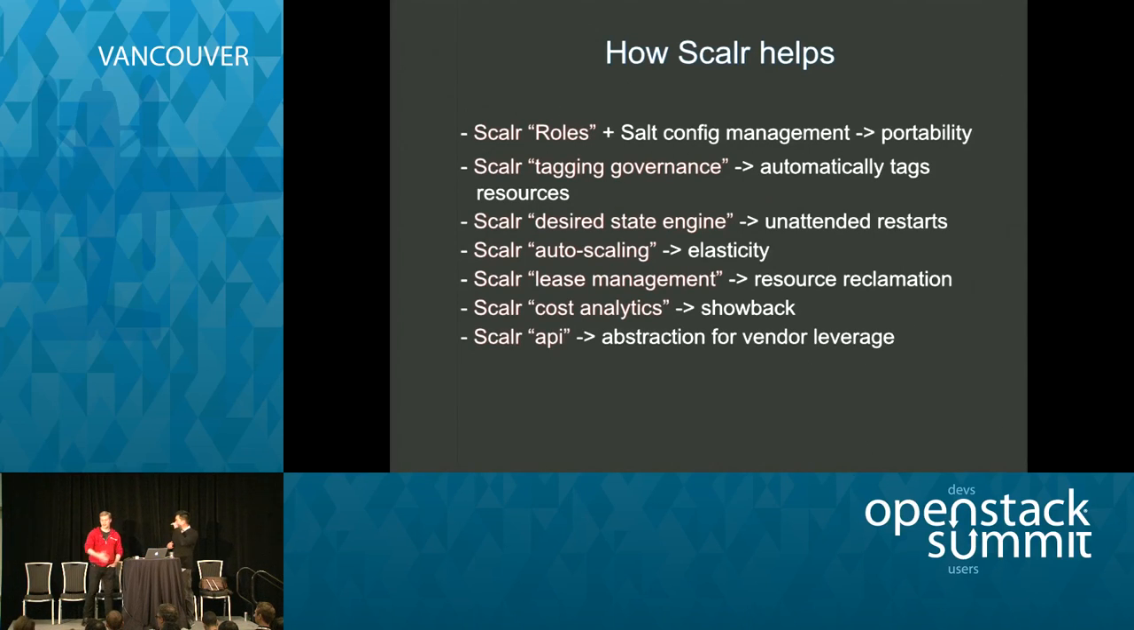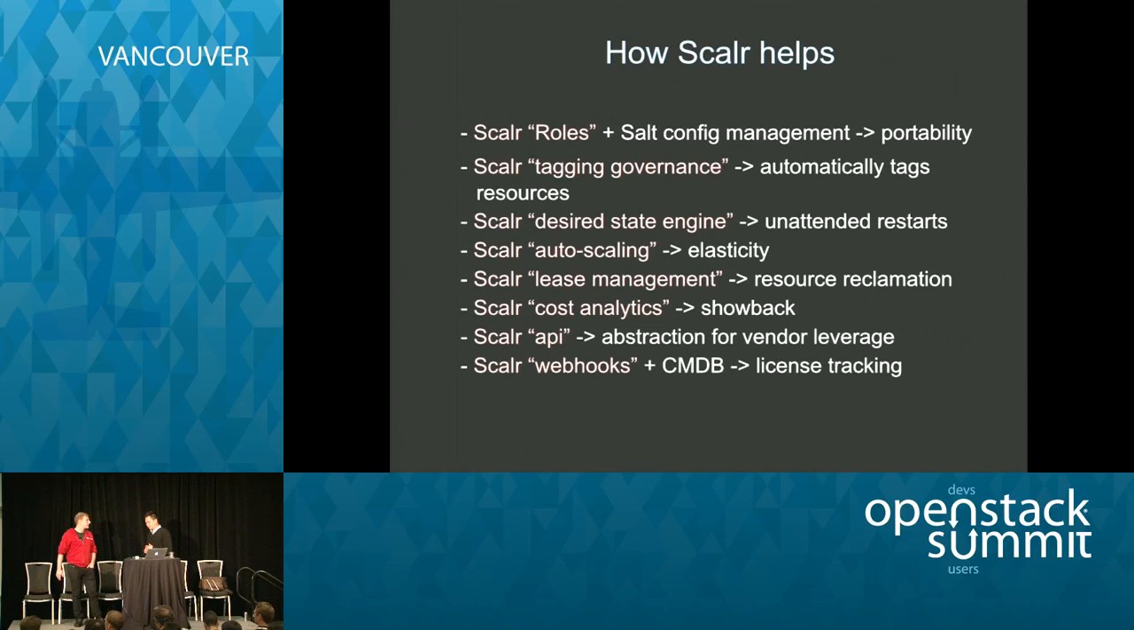And then we've hashed out the high-level API over multiple clouds. We've kind of hashed that multiple times already. All right, and the last thing that Jonathan was talking about is license tracking. Through a combination of webhooks into their CMDB, you can track at all times how many licenses are being used in the system, so that if you're approaching the maximum, you can start taking action on that.